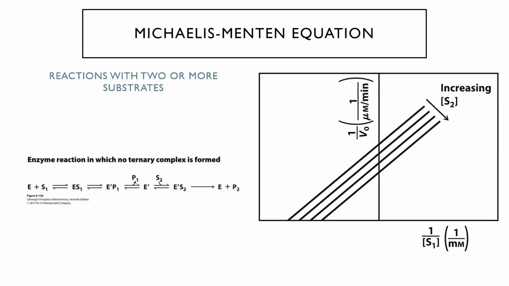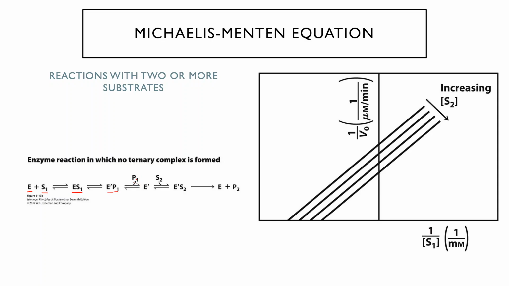The other possibility is that there is no ternary complex formed, which means that you need 2 substrates, but they don't bind the enzyme at the same time. So that would be a reaction that looks like this, where you have your enzyme plus your first substrate. They form the enzyme-substrate 1 complex. The enzyme produces product 1, and so you have an intermediate state where the enzyme is bound to product 1. Maybe the enzyme itself is in a transition state where it temporarily has some covalent modification, let's say.